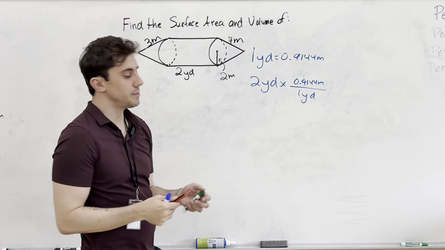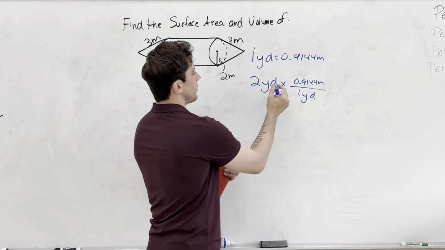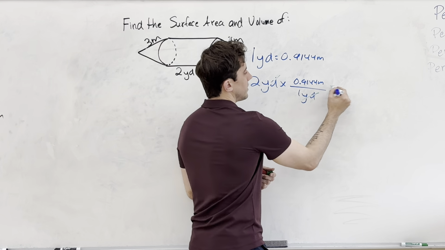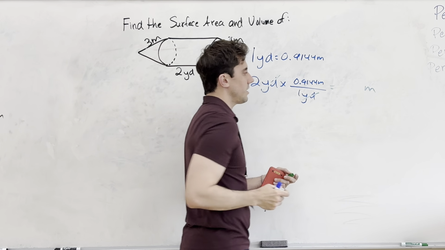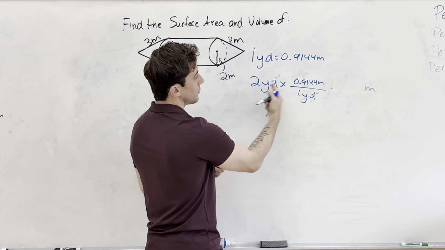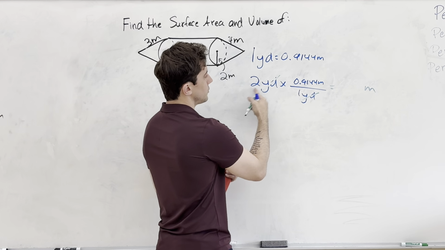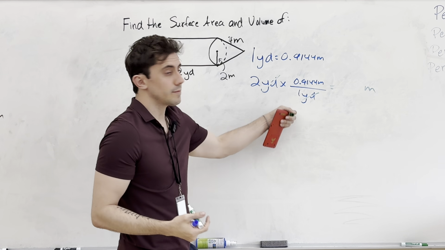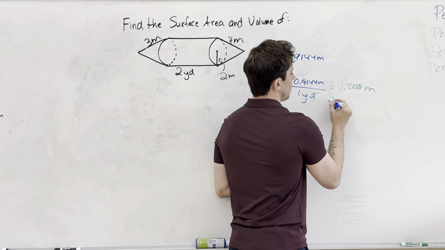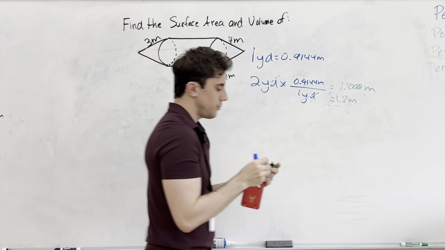I really like this strategy because it's very straightforward to see if we did it correctly. The yards should cancel out as the units do, and we should end up with meters as our final answer, which is what we're hoping to do. Now, the numbers just kind of fall in line, and so if the units cancel out the way they should, then we can simply go ahead and calculate 2 times 0.9144 divided by 1. That's easy enough. That's 1.8288 meters, or for efficiency of calculations, we'll round that to around 1.8 meters.